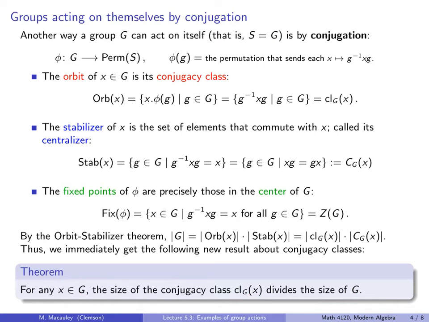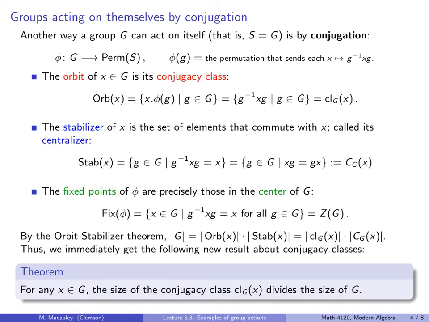And let's see why that is again, in case you didn't quite see it. Well, the order of the group is the product of these two integers, the size of the conjugacy class and the order of the centralizer. And I say order here because the centralizer is a subgroup of G. And I encourage you to prove that on your own, although it's very simple.